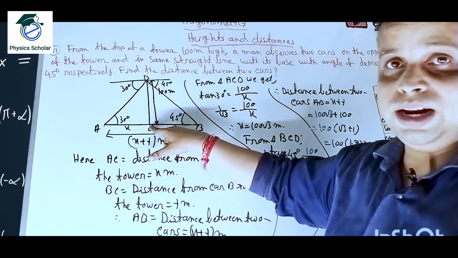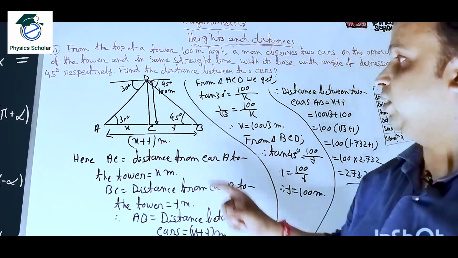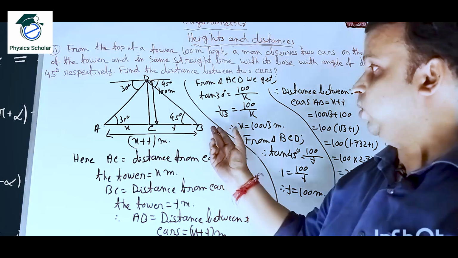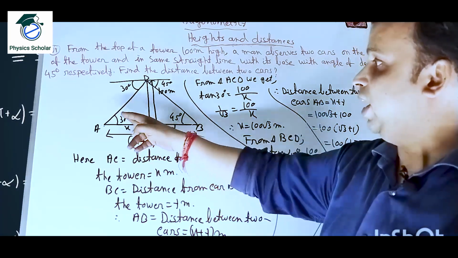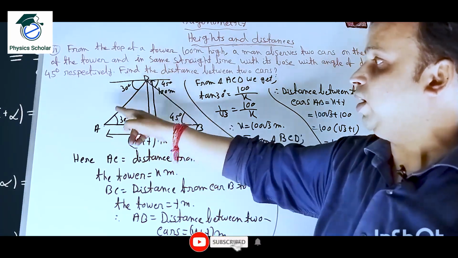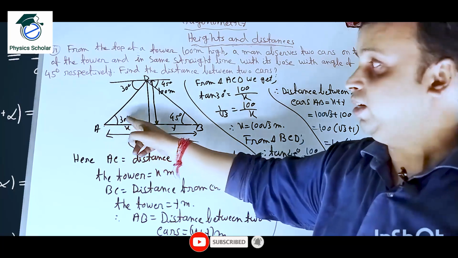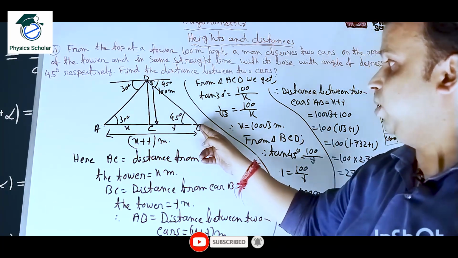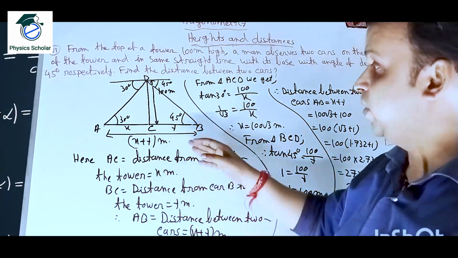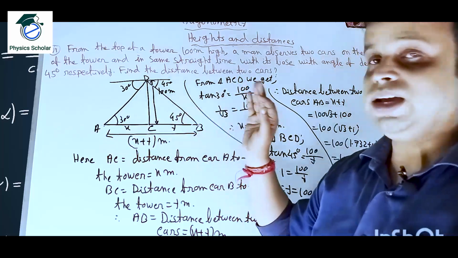So this is the tower at point C, and A and B are the two points. Clear? So the two cars are there, and the angle of depression from the top of the tower at point A is 30 degrees, and at point B is 45 degrees. Clear? Now we have to find the distance between the two cars.